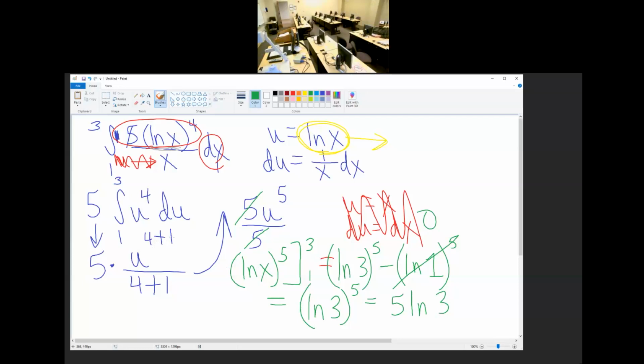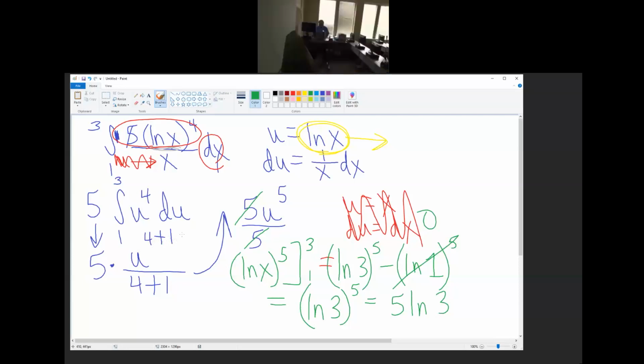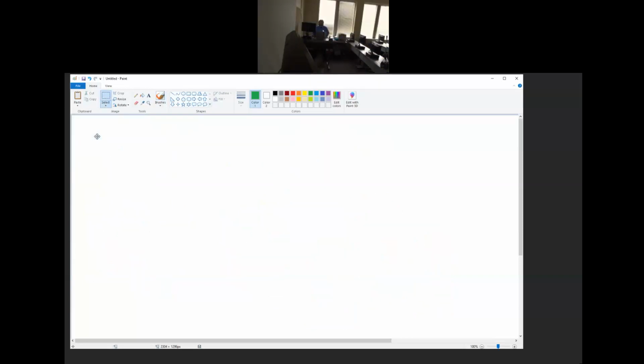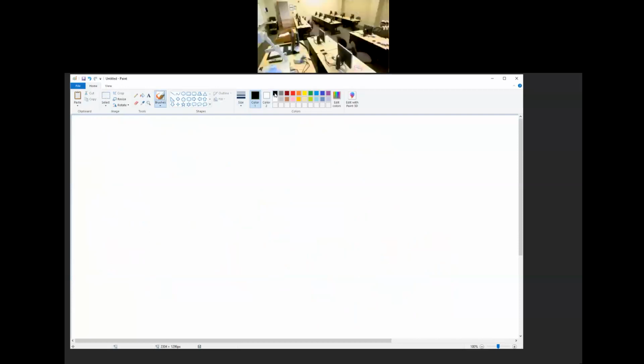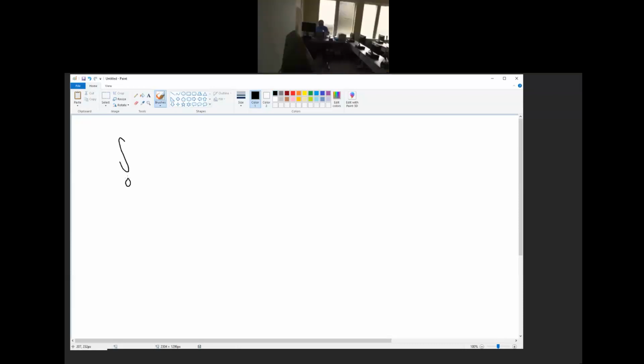Okay, let's look at another question involving a trig function and also u substitution. We have the integral going from 0 to 7 pi over 4 of, now I'm going to go ahead and move this constant in front, 6 on the outside, and then tangent of x over 7 dx.